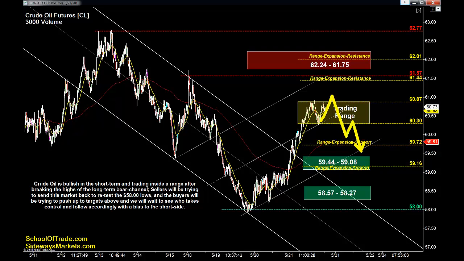We'll be looking for selling opportunities down to this 59.72, down to this 59.16. Those are range expansion targets. 59.44, 59.08 looks to be a pretty tasty area for a short-term set of targets tomorrow. We may get more than that, and if we do, we'll be looking for 58, 57, and of course, 58 even.